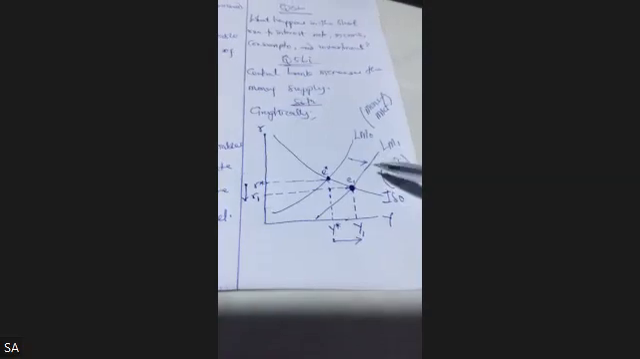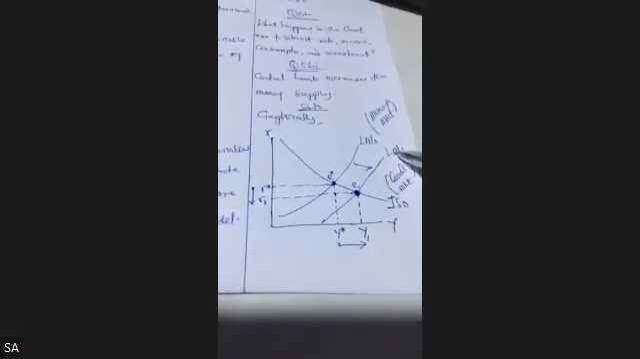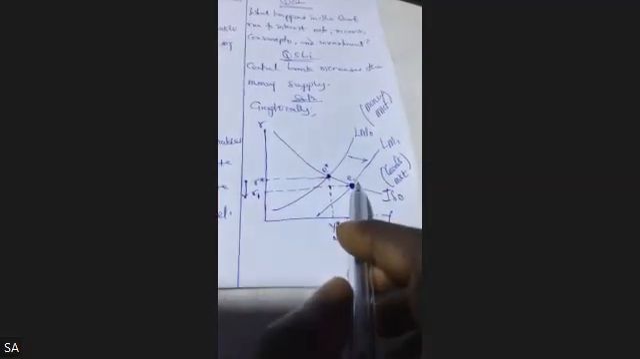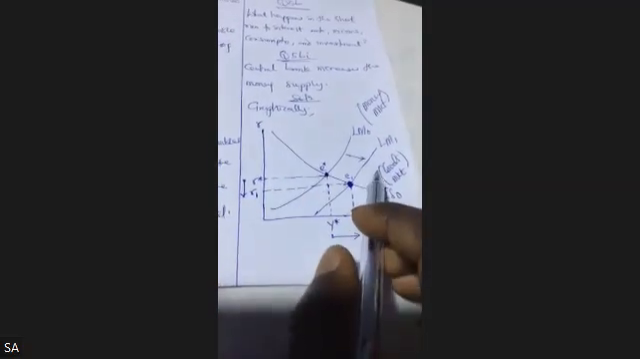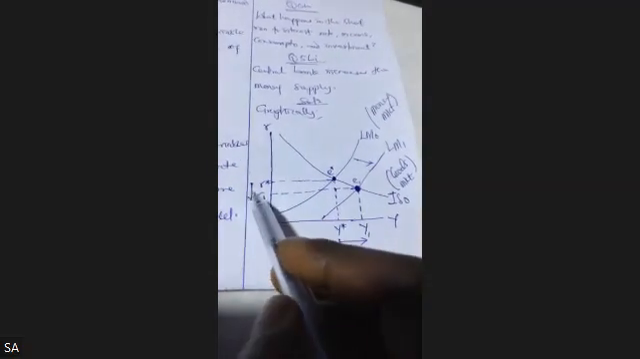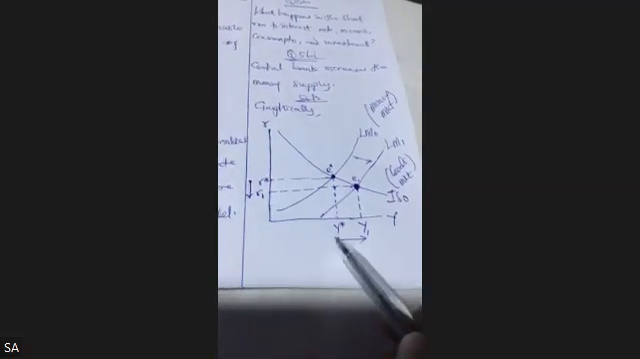So what's that telling you? That if the central bank increased money, we are going to have a new equilibrium position. LM will shift downward, that is to the right, which will lead to a decrease or fall in interest rate and an increase in output.